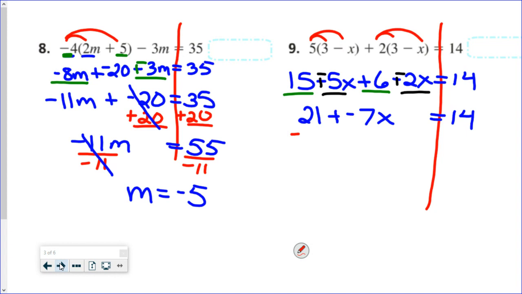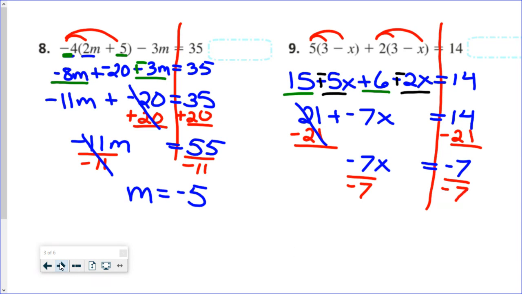Okay, now it's a positive 21, so I'm going to minus 21 to get that positive 21 to go away to 0. I'm bringing down the negative 7x, and in my calculator, I'm doing 14 minus 21, and that gives me negative 7. Divide by negative 7 on both sides. That gives me a big old number 1.